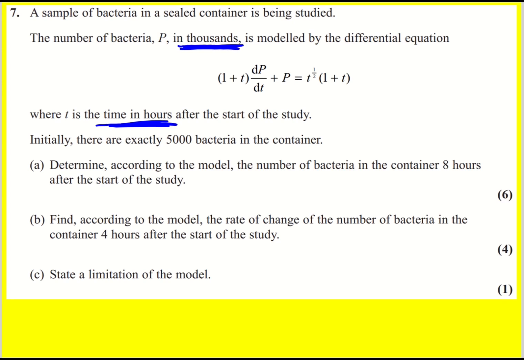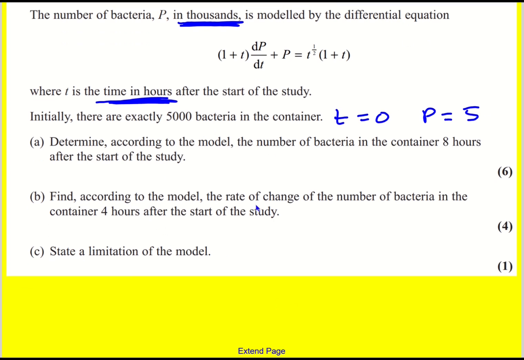But they say initially there are exactly 5,000 bacteria in the container, and that means when t is 0, P is going to equal 5. Because remember, P is measured in thousands. We're asked to determine, according to the model, the number of bacteria in the container 8 hours after the start of the study. So when t is 8.